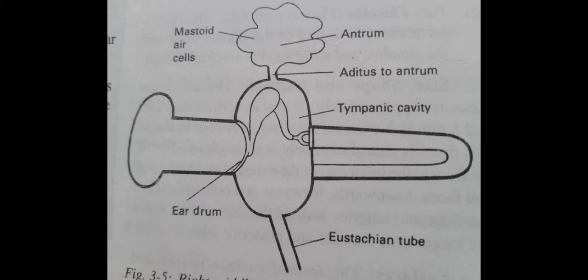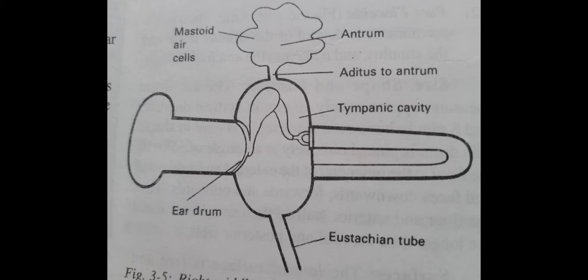First we will see the eustachian tube. It connects the tympanic cavity with the nasopharynx. So the eustachian tube is the connection between the tympanic cavity and the nasopharynx. It is approximately 3.75 centimeters long in adults, and it is bony in the posterior 1/3 and cartilaginous in the anterior 2/3 of its length.